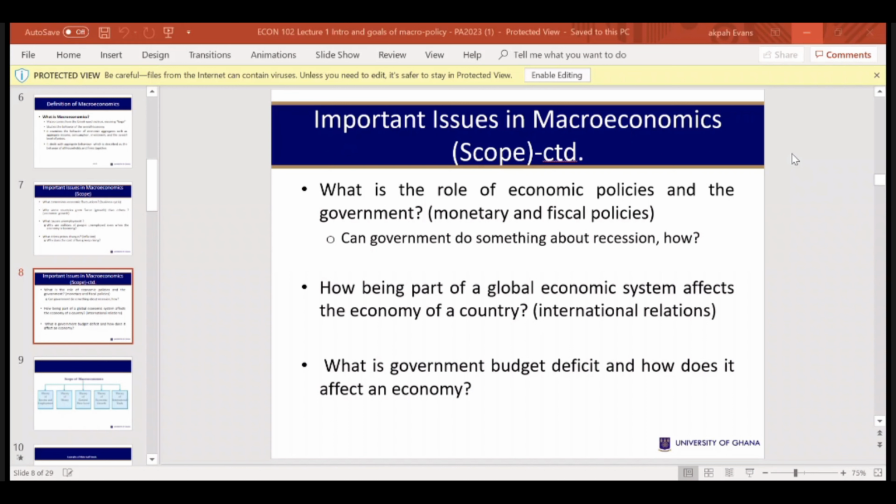How has the budget deficit affected the economy over the period? We may not be able to do all this, but they all fall within the scope of macroeconomics. Those who go beyond level 100 economics to 200, 300, 400 can rest assured that how budget deficit affects the economy will be studied at a point in time.